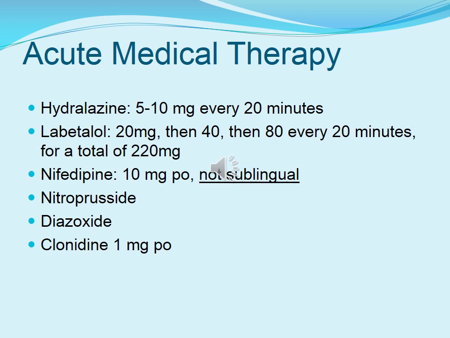Those with severe elevation in blood pressure are in an acute medical illness. We prescribe for them hydralazine 5 to 10 milligrams every 20 minutes, or labetalol 20, then we increase to 40, then 80 every 20 minutes until we reach a maximum dose of 220 milligrams. Nifedipine 10 milligrams per oral, not sublingual. Nitroprusside, diazoxide, and clonidine 1 milligram per oral.